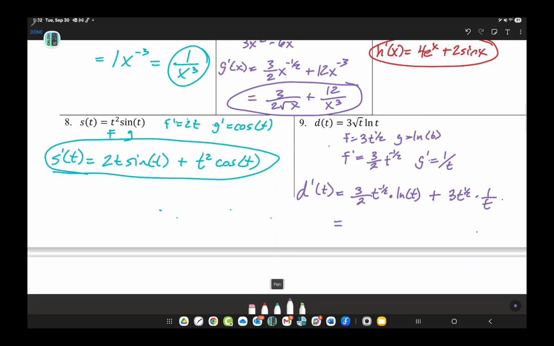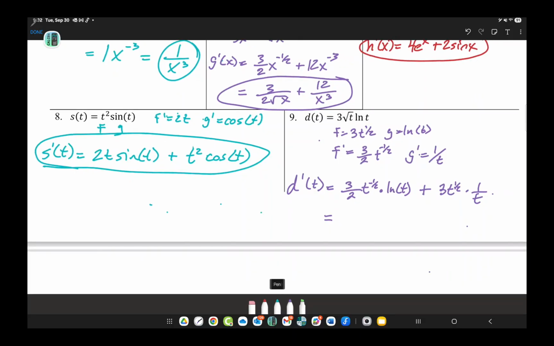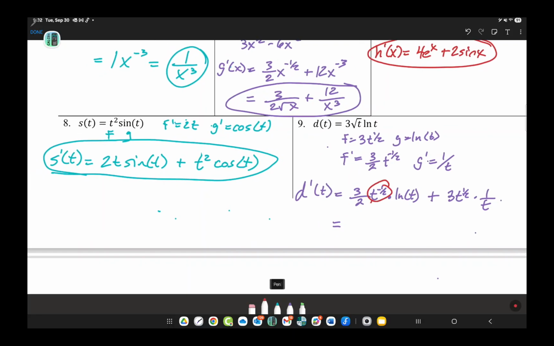So, simplifying that, we have 3 natural log of t in the numerator, and 2 square root of t in the denominator, plus 3 square root of t in the numerator over t. And if you wanted to simplify this part, you could. You don't have to. What I mean by that is if you wanted to write that as just 3 over the square root of t, you could. You don't have to, though. I'm fine with it as it is.